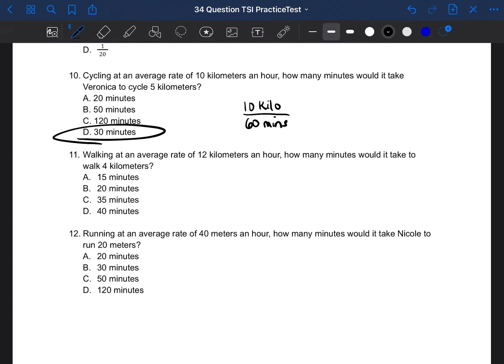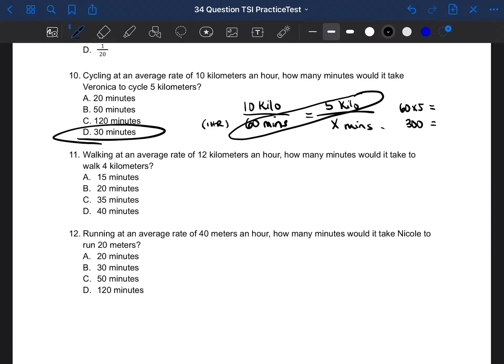So again, 10 kilometers over 60 minutes. Remember, that was just 1 hour that we converted to 60 minutes. And that's going to be equal to 5 kilometers over x amount of minutes. So when we want to solve this using the butterfly method, we cross multiply. So we cross multiply 60 times 5, and 60 times 5 is 300. And then we cross multiply 10 times x, which is just 10x. So it'd be 300 equals 10x. Now the reason it's called butterfly is because it's supposed to look like a butterfly.